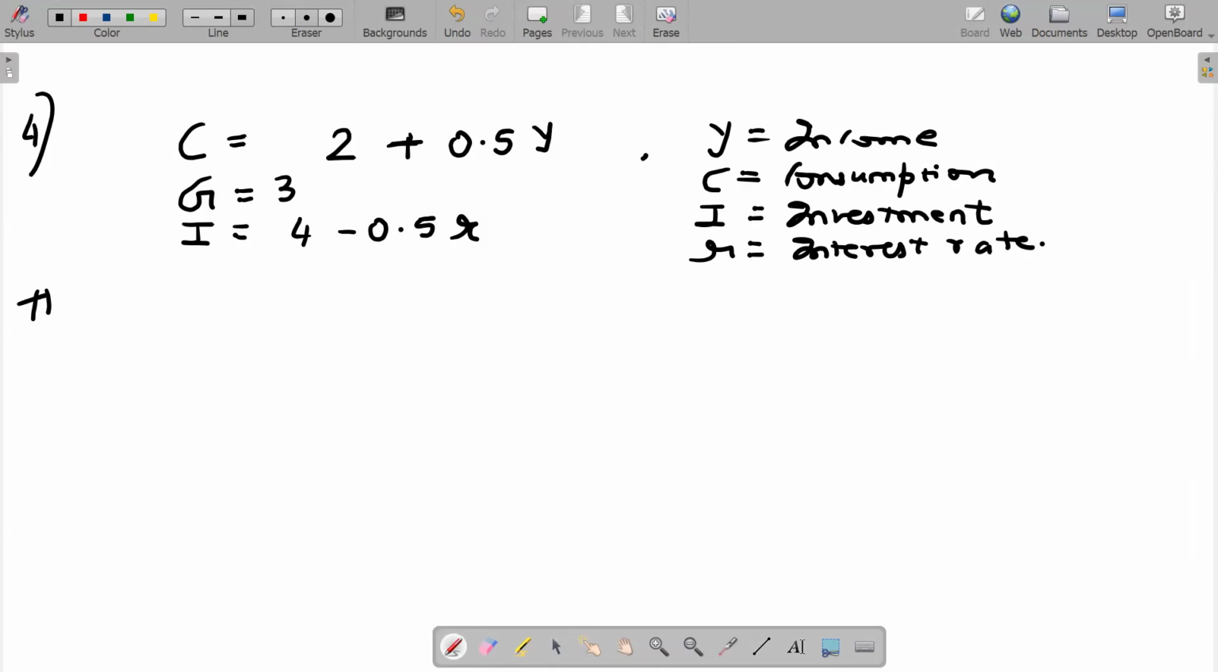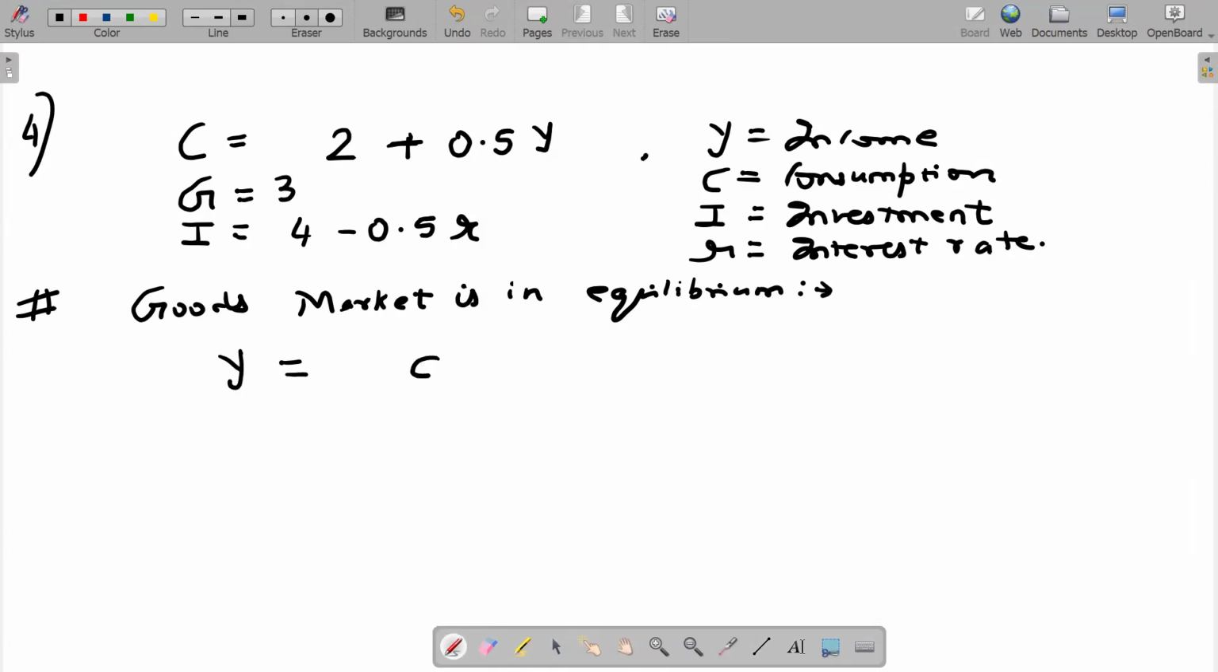Okay, when is the goods market in equilibrium? We all know the goods market is in equilibrium when the national income identity is satisfied: Y equals C plus I plus G. Obviously, we don't have net exports given to us. We assume a closed economy.